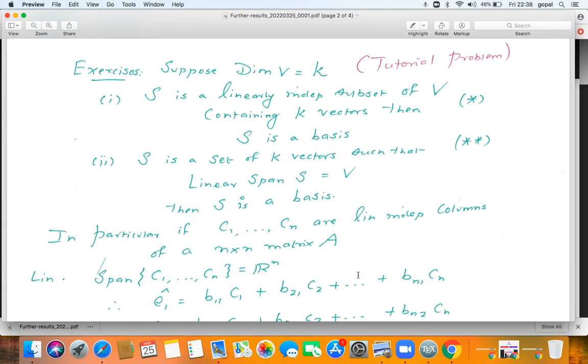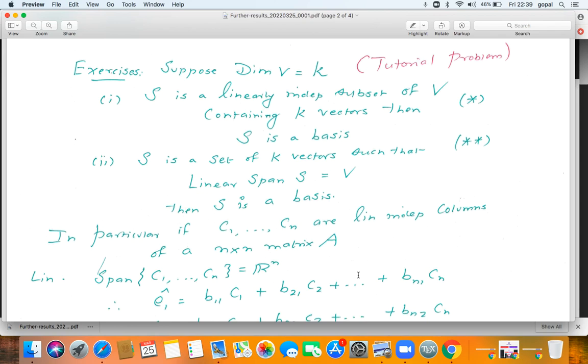See, for a basis, we need two conditions, right? In order for S to be a basis, S must satisfy two conditions. S must be linearly independent, and the linear span of S must be the whole of V. Here I am saying S is linearly independent, but instead of the second condition, I am not saying that the linear span of S is V. Instead, I am saying that S contains exactly K vectors, where K matches the dimension. Then we have to conclude that the linear span of S is exactly V. In other words, you have to conclude that S is a basis.